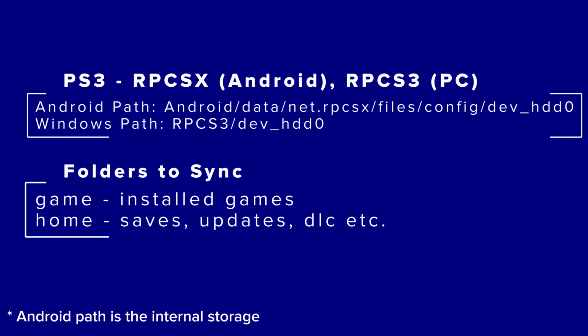For RPCS3, the data for Android is on the internal storage, Android, data, net, RPCSX, files, config, dev_hdd0 folder. I usually sync game and home. On PC, this would be in your RPCS3 folder, and then dev_hdd0 and the same structure. Yeah, this also works cross-platform if you want to do RPCSX with this data.